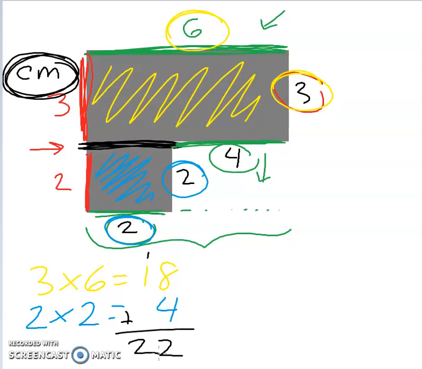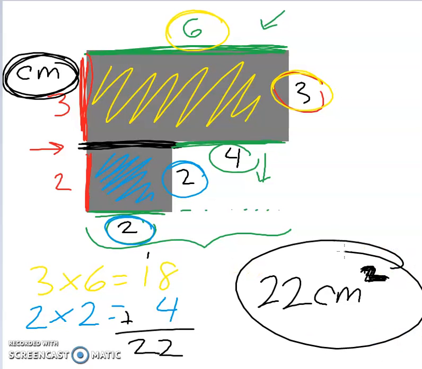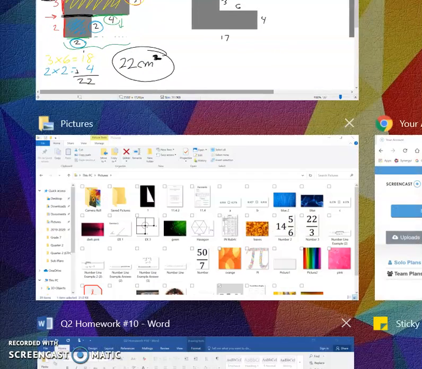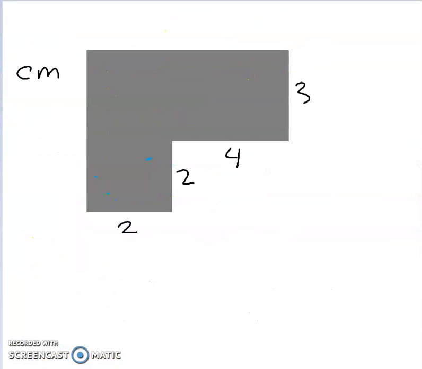So 22 is going to be your answer for this problem, but make sure you have 22 centimeters squared. This is not necessarily a square or one rectangle, but all area is always written with a squared unit. So please make sure you are remembering that. That is your answer. As promised, I am going to show you the other way as well. If you chose to highlight or cross them off the other way, this is for you.